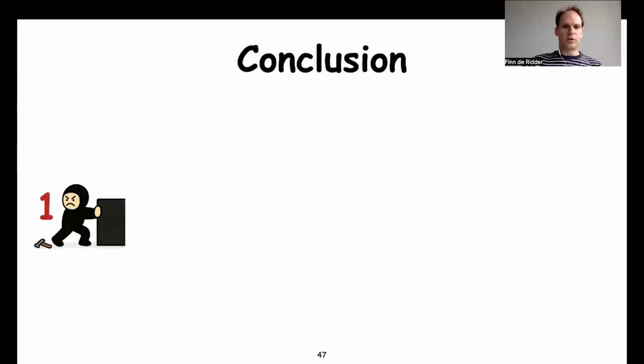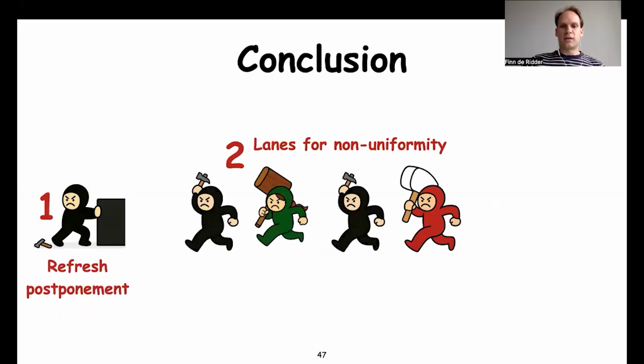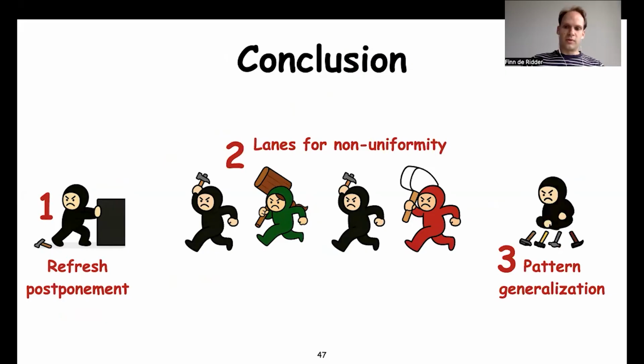So to conclude, we've shown that with refresh postponement, the attacker can create stronger patterns. The attacker can use lanes for non-uniformity. And finally, with just very few patterns, the attacker can have a big impact.